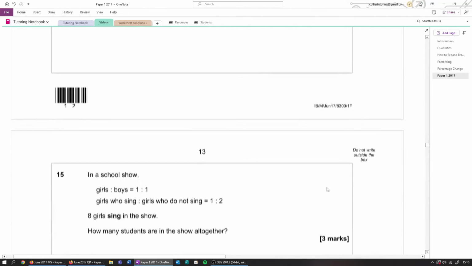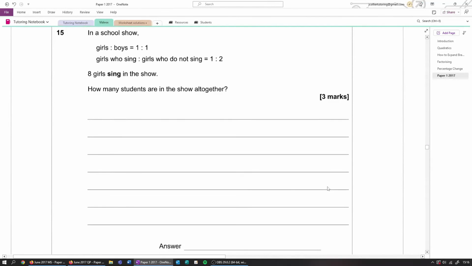Okay, so in a school show, the ratio of girls to boys is 1 to 1. And now we're given the ratio of girls who sing to girls who do not sing is 1 to 2. Then they tell us 8 girls sing in the show. So, what is this telling us? Well, they've given us a bit of data.